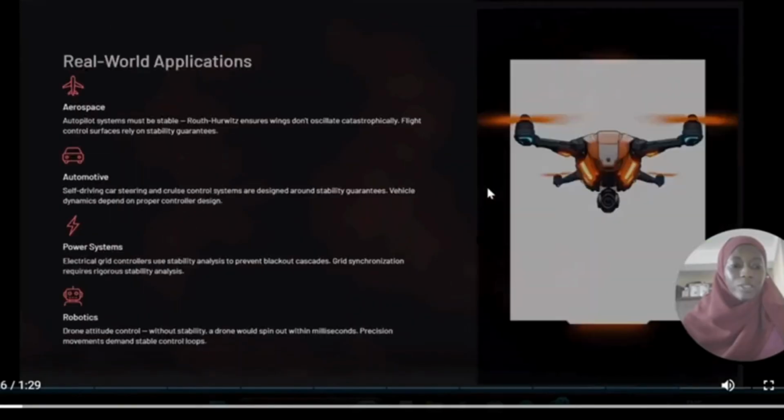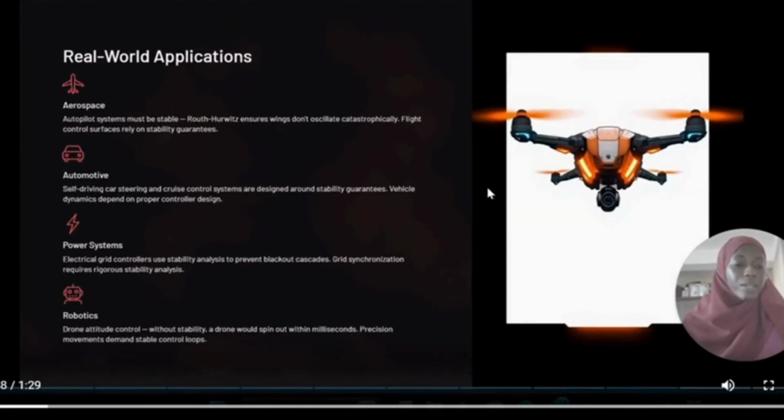One of these application areas is aerospace. In this area, every autopilot system must be provably stable. Now, the Routh-Hurwitz method is one of the tools that engineers use to ensure this. They ensure that the flight control surfaces of these systems won't cause oscillation that can damage the aircraft. Another application area is power systems. In these systems, the electrical grid controllers must be stable in order to prevent cascading failures. This is because even a single unstable controller can trigger blackouts across an entire region.